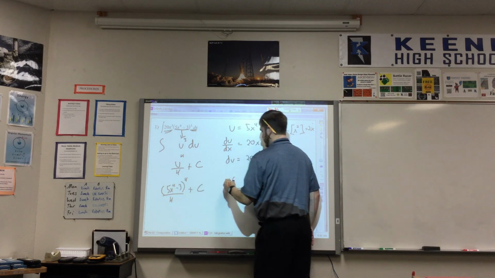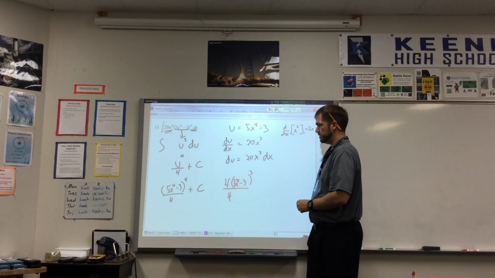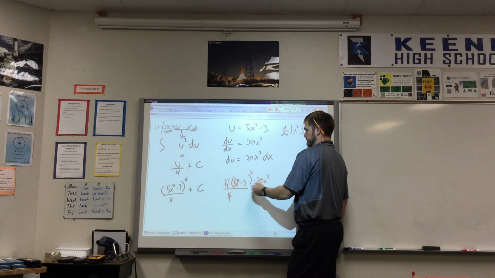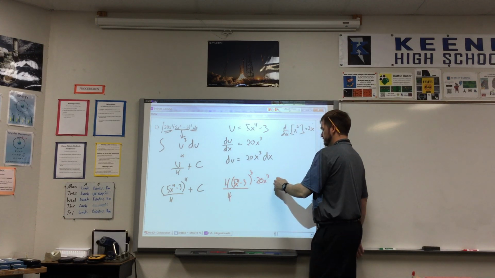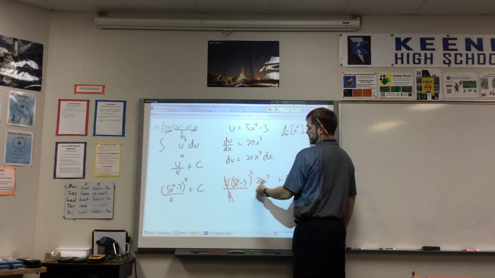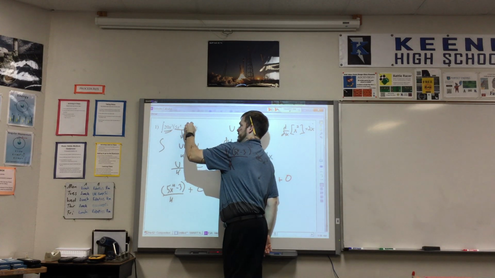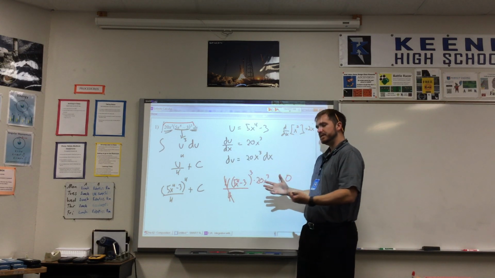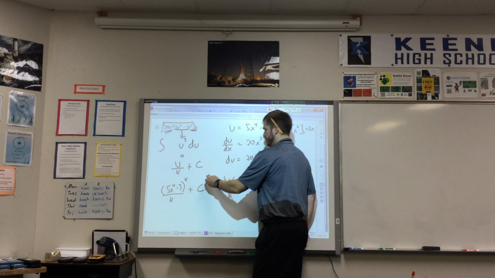The inside stays intact, so 5x to the 4th minus 3, power down to the 3, times the derivative of the inside, which is going to be 20x cubed minus 0. And the derivative of plus c is 0. So those cancel, and I have 20x cubed times the quantity 5x to the 4th minus 3 cubed, which is my integrand right there. So you can kind of see that u substitution is sort of like the anti chain rule.